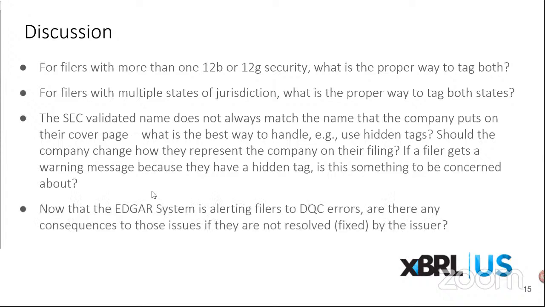Okay, so now that the Edgar system is alerting filers to data quality errors from the DQC, are there any consequences to those issues if they're not resolved or fixed by the issuer before they actually submit it to the SEC? So the filers will receive a validation warning for the errors, and filers are responsible for the content and quality of their submissions. And as the audience may know, XBRL US Data Quality Committee now provides a link where the public can check if a filing has DQC errors.